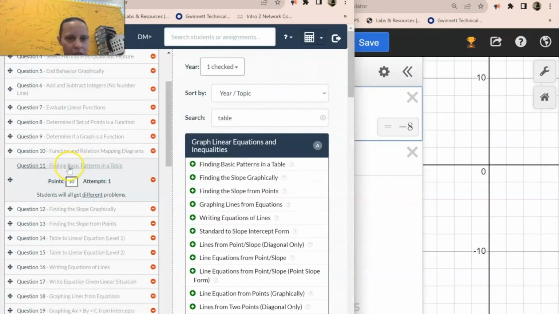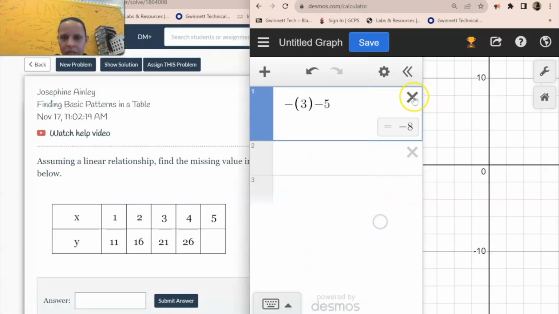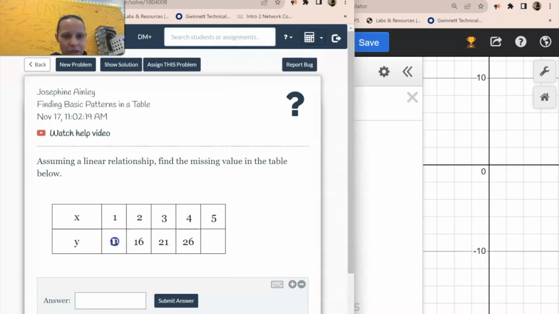All right, so we'll take a look at finding basic patterns from a table. So what is the pattern? What's happening from 11 to 16 to 21 to 26? I'm adding 5 each time.